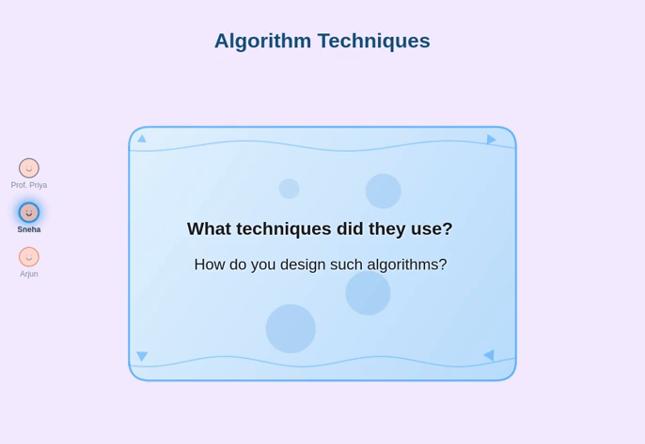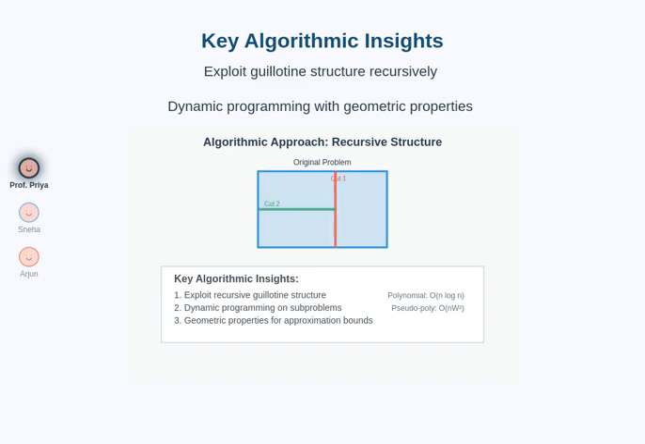I'm curious about the algorithmic techniques. How do you design approximation algorithms that achieve such tight bounds? The key insight is exploiting the recursive structure of guillotine cuts. They use sophisticated dynamic programming that leverages geometric properties unique to guillotine packings.